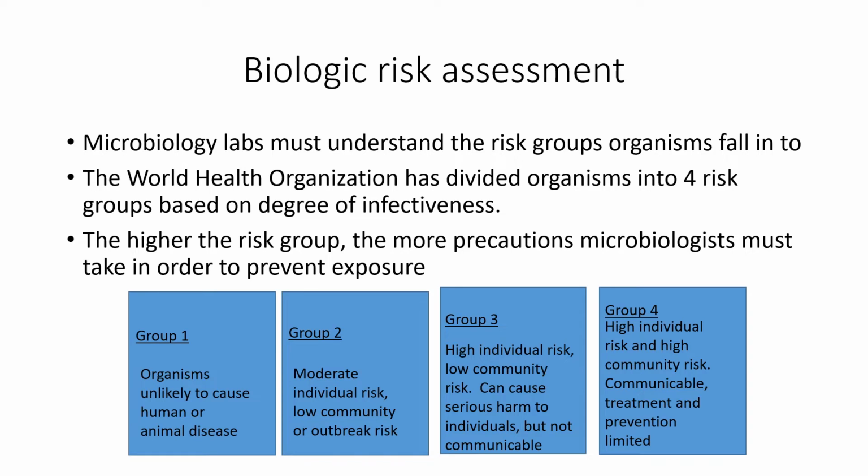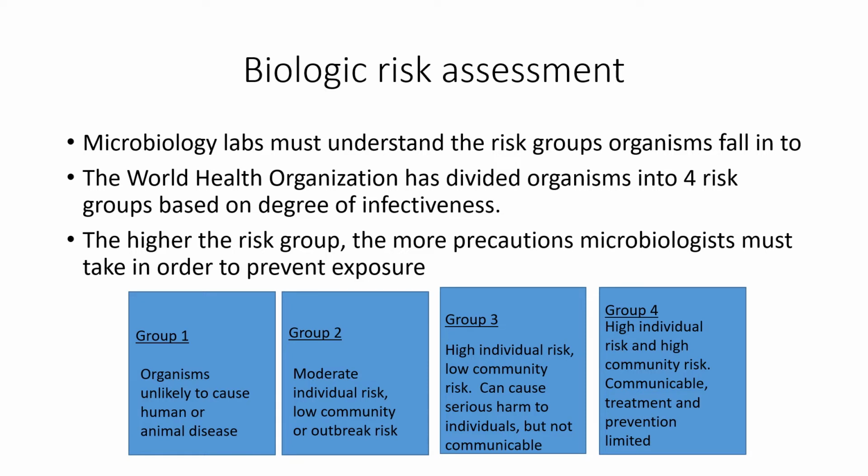The process used to recognize hazardous characteristics of organisms, now this differs from biological threat agents, but the process used to recognize hazards and characteristics of organisms is called biological risk assessment. All microbiology labs have to have an understanding of the risk groups that organisms fall into. The World Health Organization has divided organisms into 4 risk groups, and those are based on degree of infectiveness. So we've got things like Group 1, Group 2, Group 3, and Group 4.